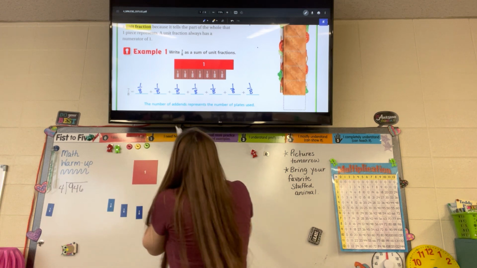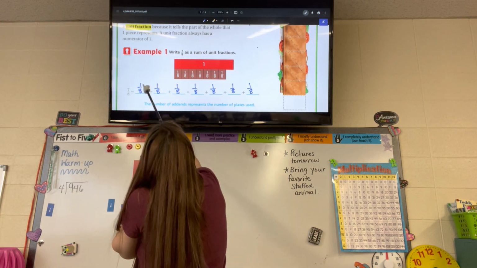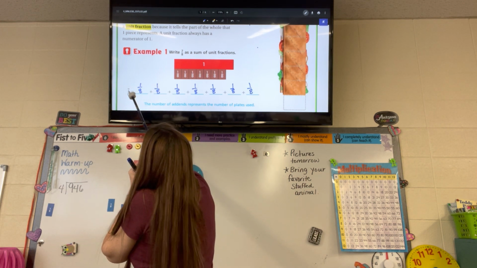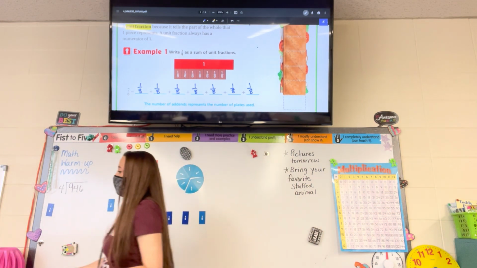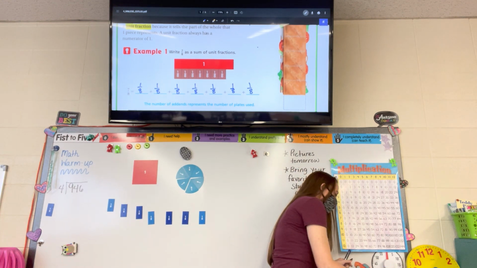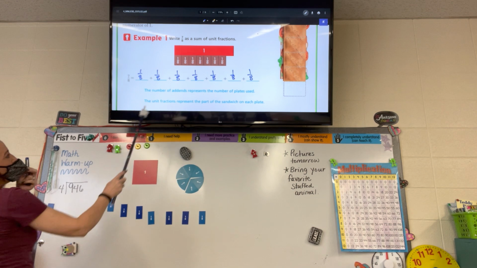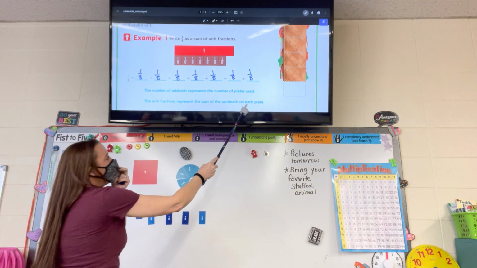What do you notice about the denominators? They're all the same. And the numerators add up to be 7. Okay, so 7/8 equals 7 unit fractions that are 1/8. That would be a unit fraction. It says the number of add-ins represents the number of plates used.